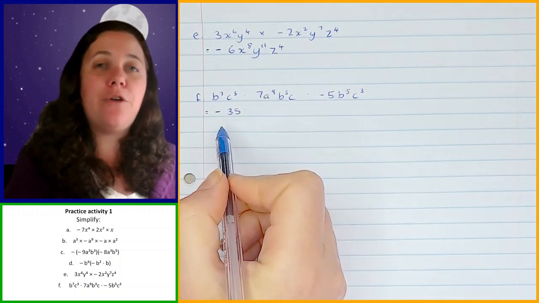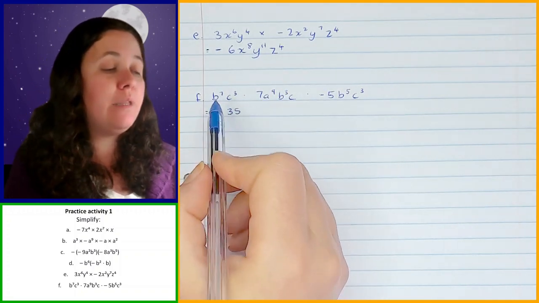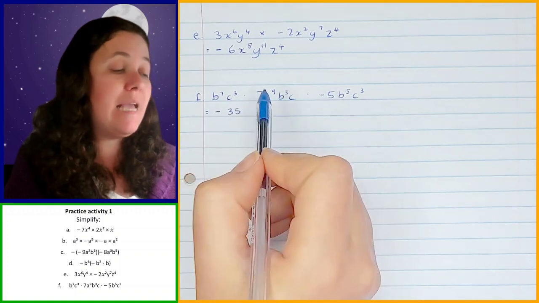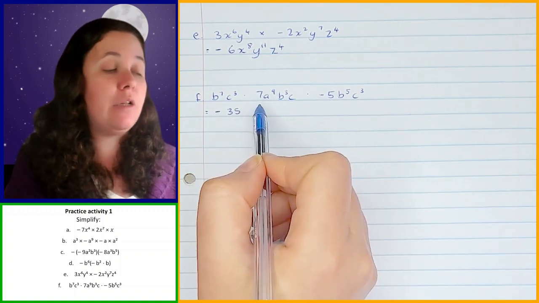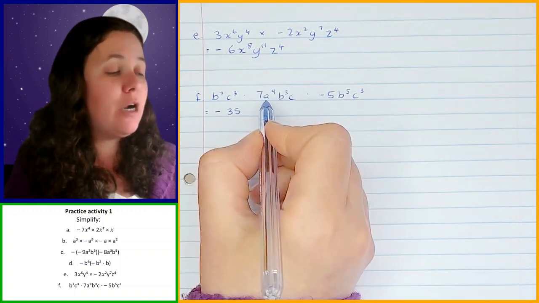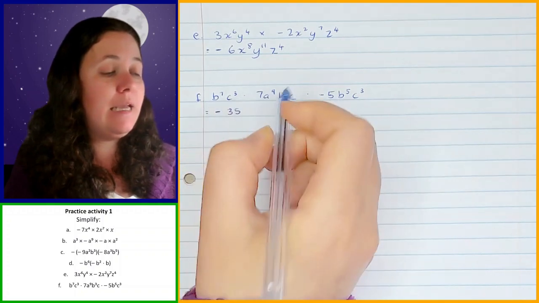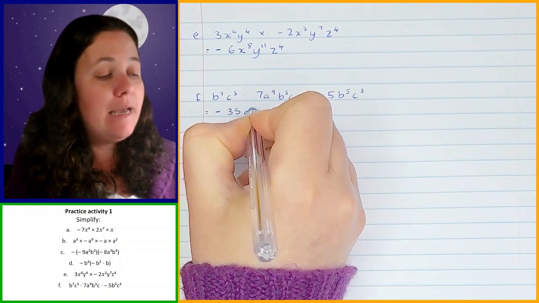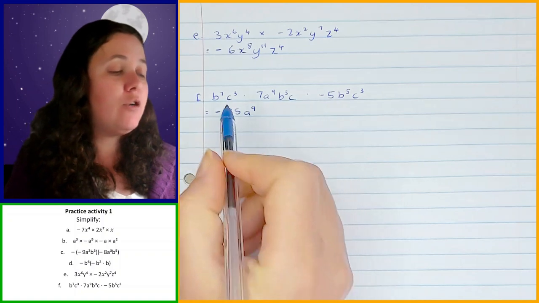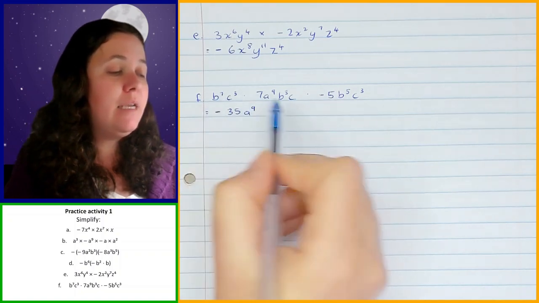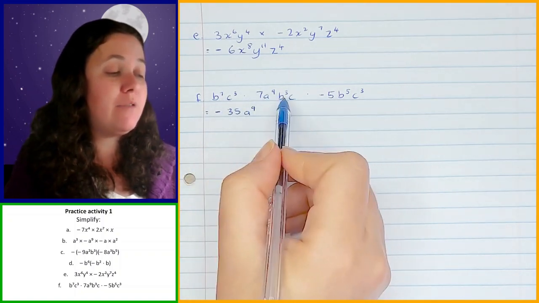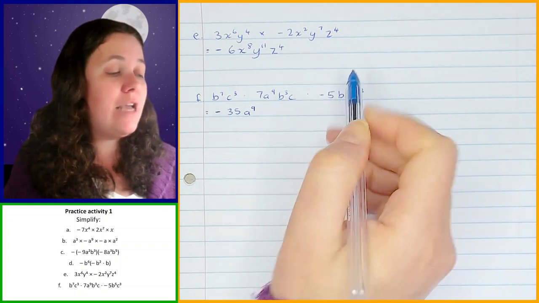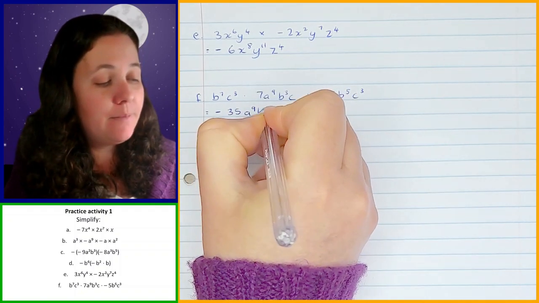And then I'm going to do my variables in alphabetical order. The first variable I'm going to do is a, because it is the first one in the alphabet. So a to the power of 9, there's no a's there, no a's there, so it's just going to stay a to the power of 9. Then I go on to my b's. B to the power of 7 times b cubed is b to the power of 10 times b to the power of 5 is b to the power of 15.